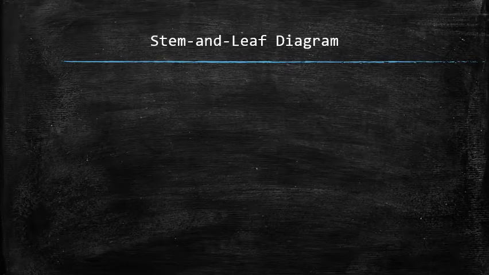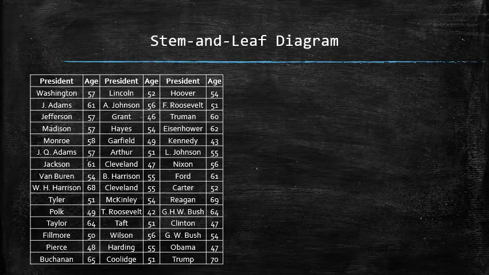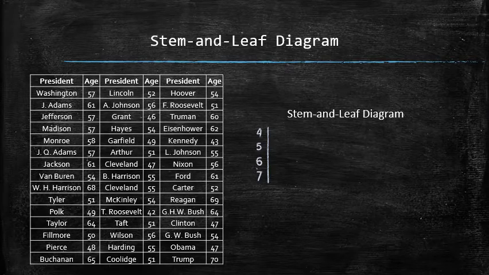One method developed in the 1960s by the late Professor John Tukey of Princeton University is called a stem and leaf diagram, or stem plot. Let's consider again the ages of the presidents at the time of their inauguration. We're going to construct the stem and leaf diagram by first constructing the stem, the list of the first digits of all possible ages. And then we're going to draw the leaves, one for each president's age.